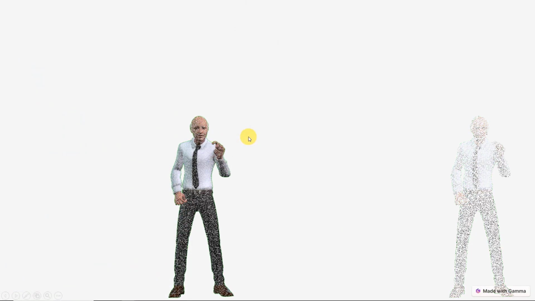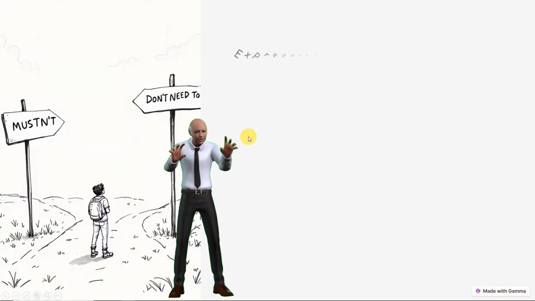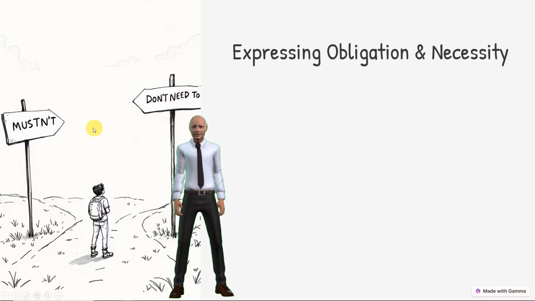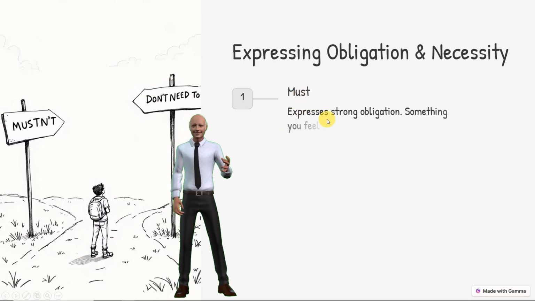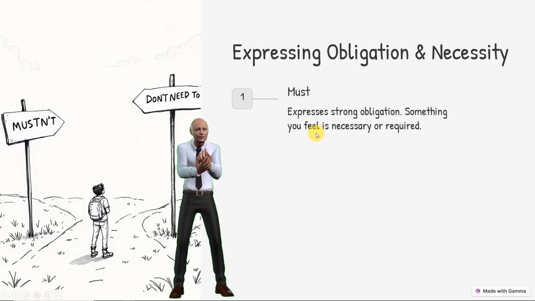Let's have a look at expressing obligation and necessity. Must, mustn't, don't need to. Firstly, must expresses a strong obligation, something you feel is necessary or required. You must go to school. You must go and eat, or you must do your homework.